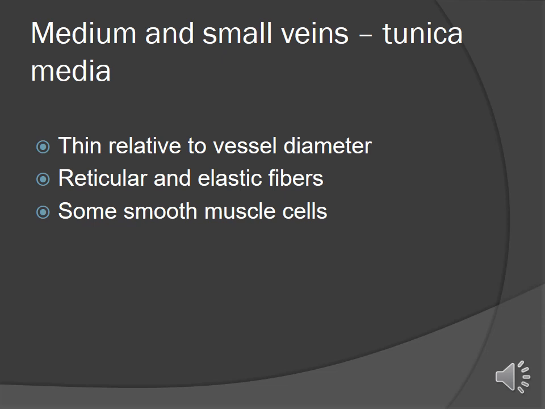The tunica media of medium veins is thinner than the same layer in medium-sized arteries. This part contains smooth muscle cells circularly arranged, collagen fibers, and elastic fibers. This part may also contain smooth muscle cells longitudinally arranged, which are located beneath the tunica adventitia.